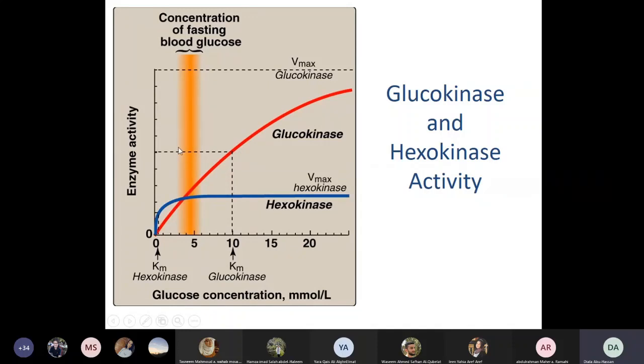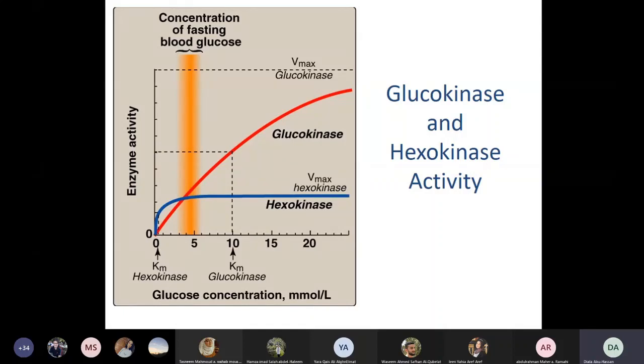There's no regulation so far, and this orange region right here is the concentration of fasting blood sugar. So you can see that at fasting, or 2 hours after a meal, we will have more activation of the hexokinase, and it reaches its maximal velocity, or the Vmax, whereas it's still much lower for glucokinase, because at fasting blood glucose levels we wouldn't have a high concentration of glucose like after a meal.